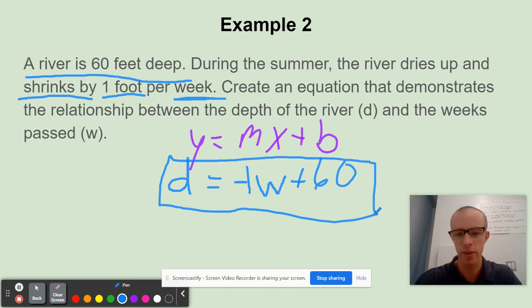And let's just make sense of that real quick. Say I told you 10 weeks have gone past. You put in a 10 for W. Negative 1 times 10 is negative 10. Then you'd add 60 because it started off at 60. You'd get 50. And that makes sense. If it goes down a foot per week, it starts off at 60. 10 weeks passed. Well, it's gone down 10 feet. It's at 50. And so this equation makes sense.